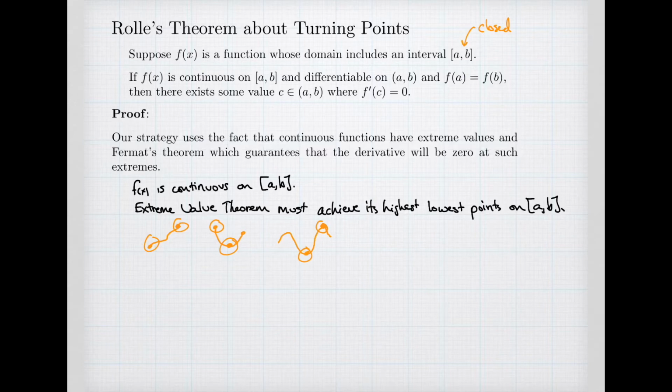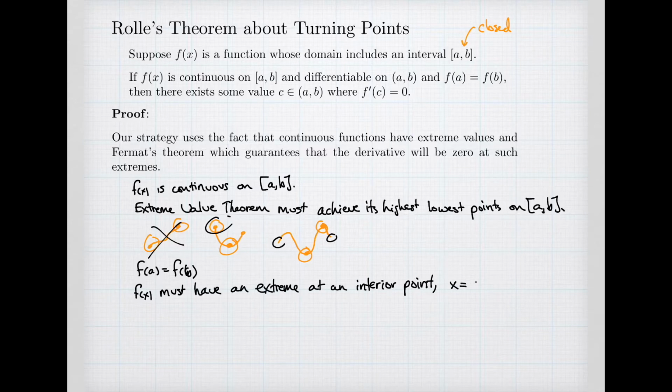Now, one of the requirements for our function is that f of a equals f of b. And so this first case is thrown out. We can't have one side bigger than the other. In theory, we could have a point that's an extreme at an end, or I might have the second case. The key, though, is that there is at least one extreme between the endpoints. So f of x must have an extreme at an interior point.